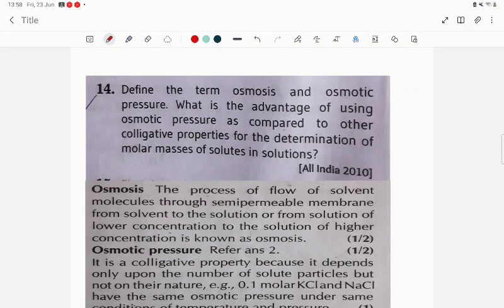Hello student, let's try to understand a problem. This is quite a good problem, student. They are saying define the term osmosis. So what is osmosis, student?